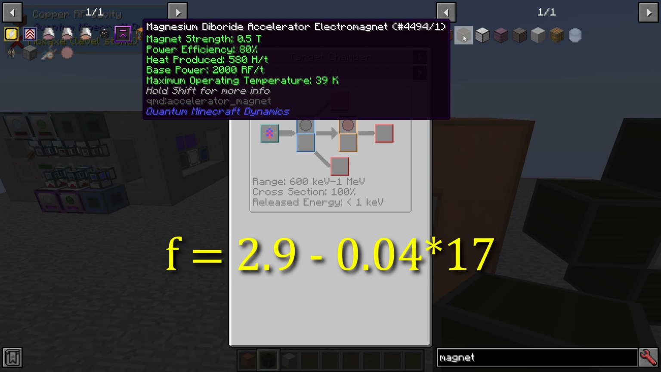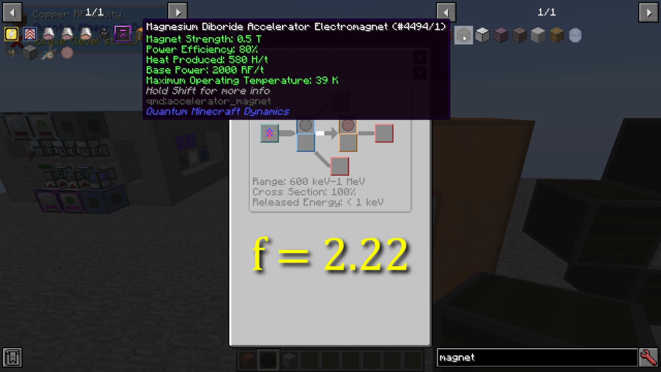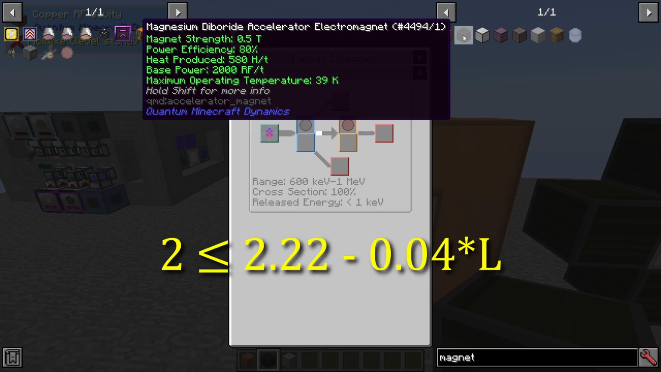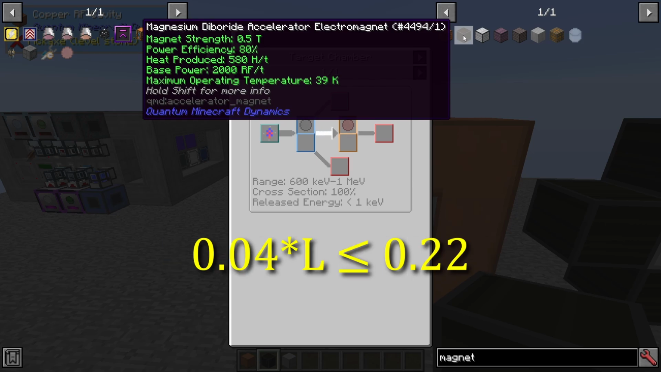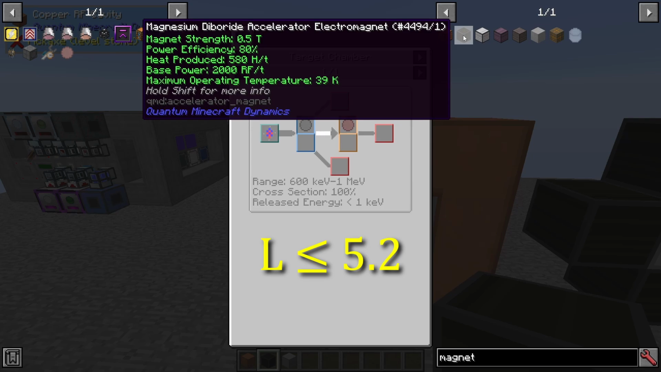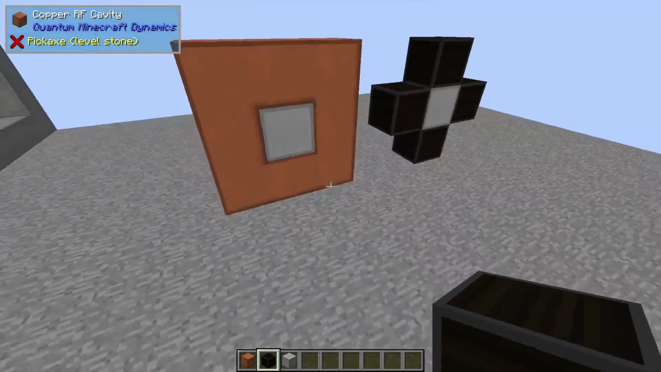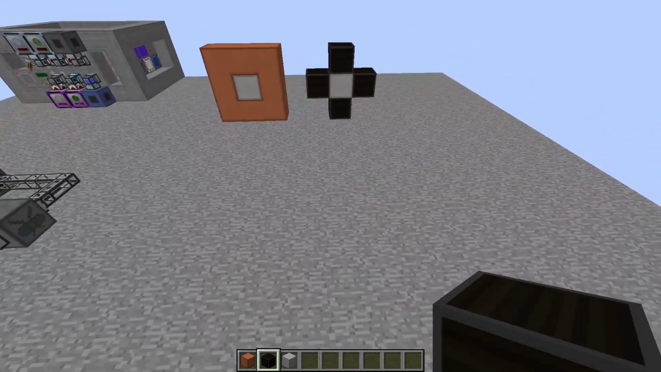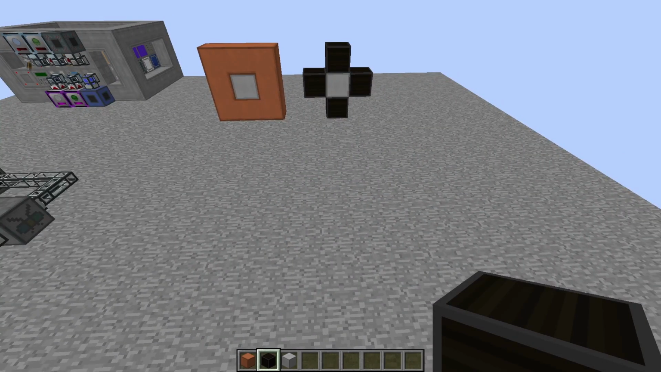So we start with 2.9 focus, and then we need to remove 0.04 times 17 focus, and that results in 2.22. This gives us enough wiggle room to have 5 extra blocks of travel outside of the accelerator, because remember, our beam loses 0.04 focus per block. So now that we have our design down, let's actually get to building.